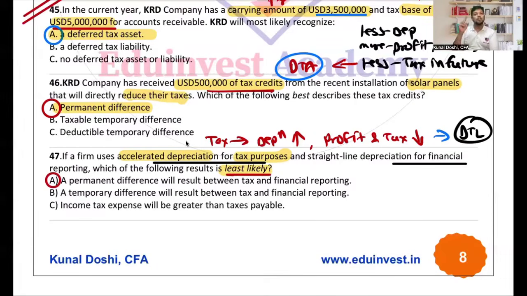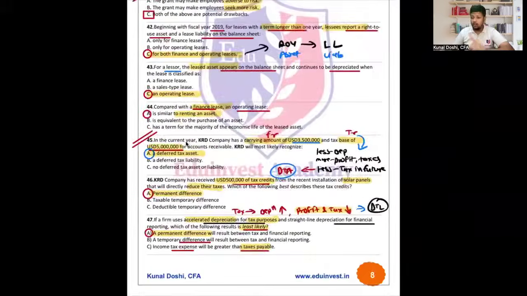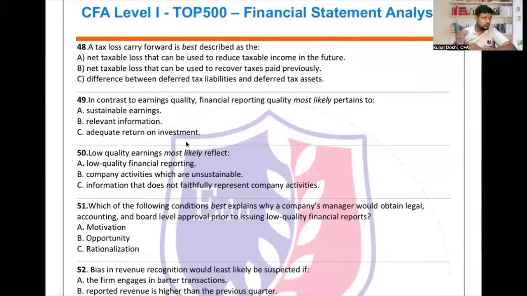Least likely means you're looking for the wrong answer. A temporary difference, correct? And income tax expense will be greater than taxes payable. Yes, taxes payable right now will be less because my profits are less, and therefore we call it a DTL. But it's not a permanent difference. It's a temporary difference. Got it? Clear? Very interesting. Understood?